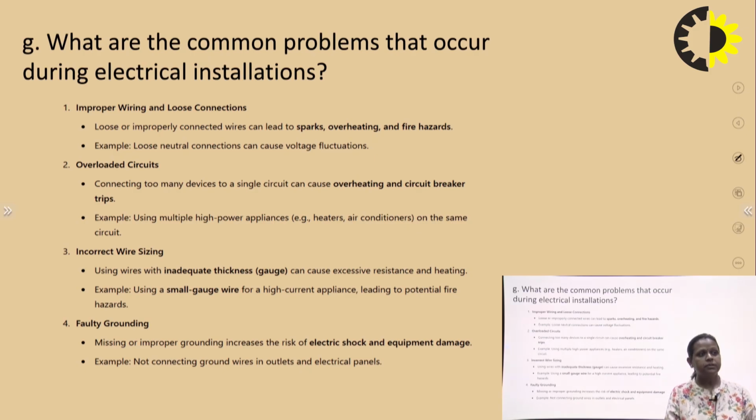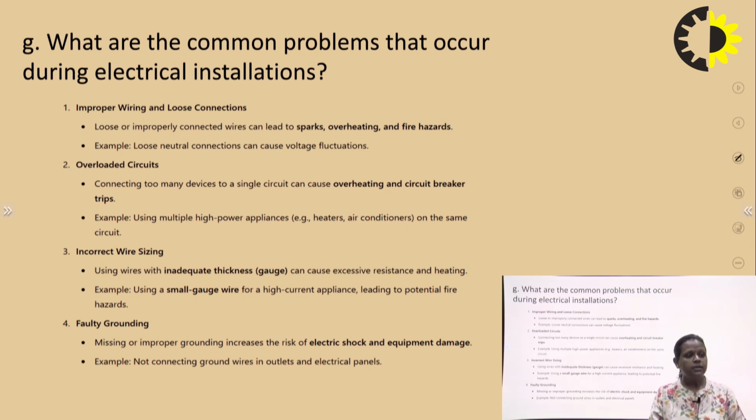Then the other point could be incorrect wire sizing. Using wire with inadequate thickness can cause excessive resistance and heating. For example, using a small gauge wire for high current appliances, leading to potential fire hazards.